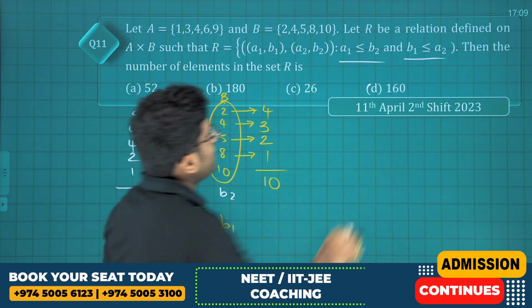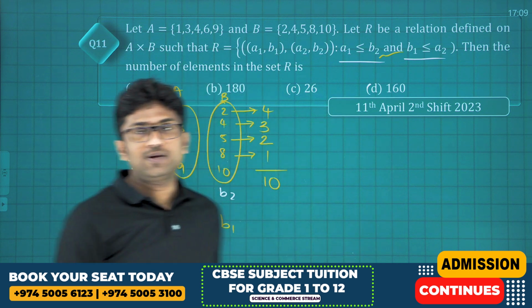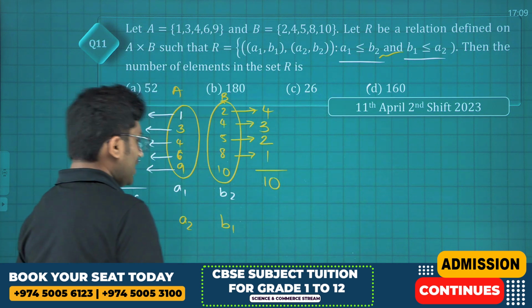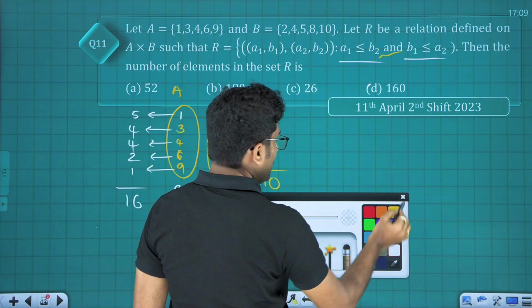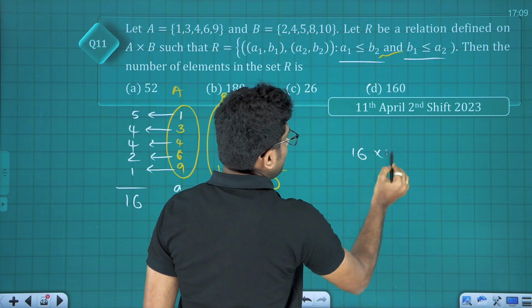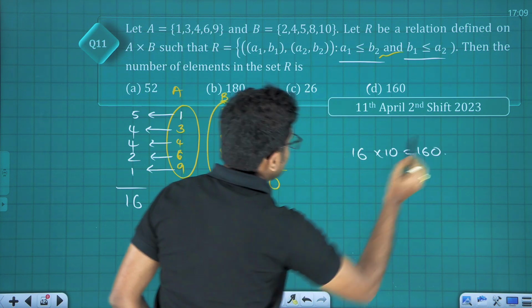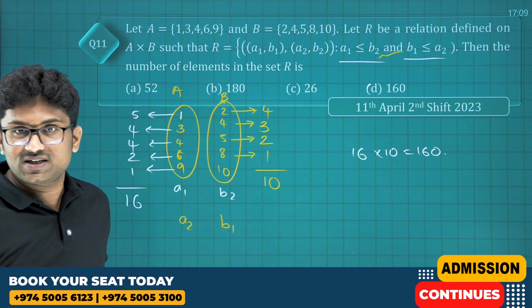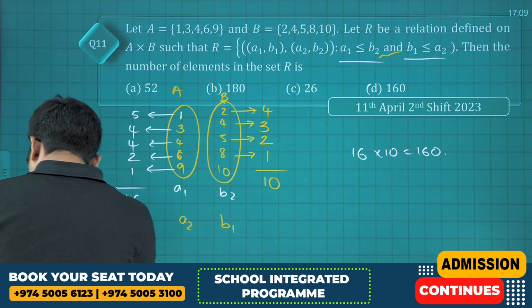So same story again, as we have "and", friends, we use the multiplication theorem. So the total number of elements in R will be 16 into 10, which is equal to 160. So the answer is 160. Clear? Next question.